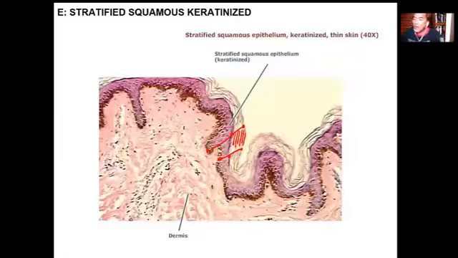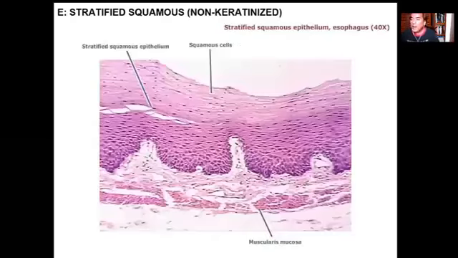So this is stratified squamous epithelium, keratinized. Those are dead cells. Remember, 10% of dust around your house is made out of dead cells of the people who live in your house. Because this top layer of the stratified squamous keratinized always sheds off. All right, again, take a look at this.